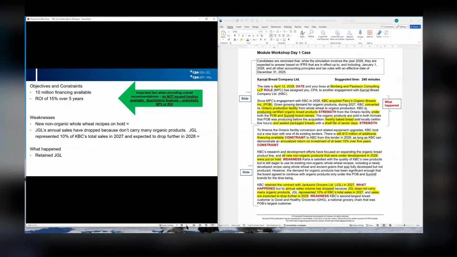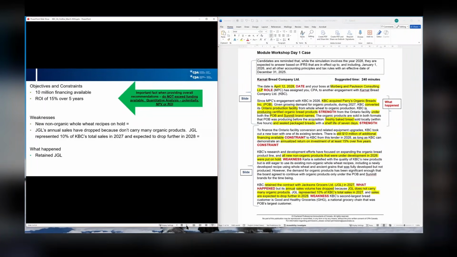So already that's triggering to me, depending on the information I've given, that potentially I need to either calculate ROI or I can calculate NPV and use 15% as the discount factor.